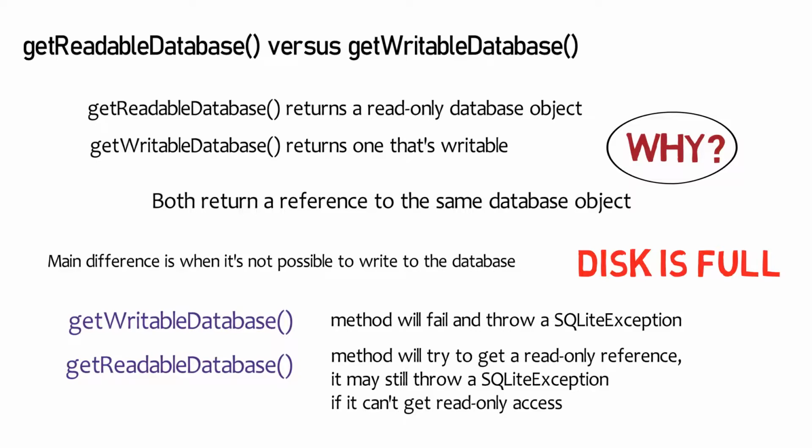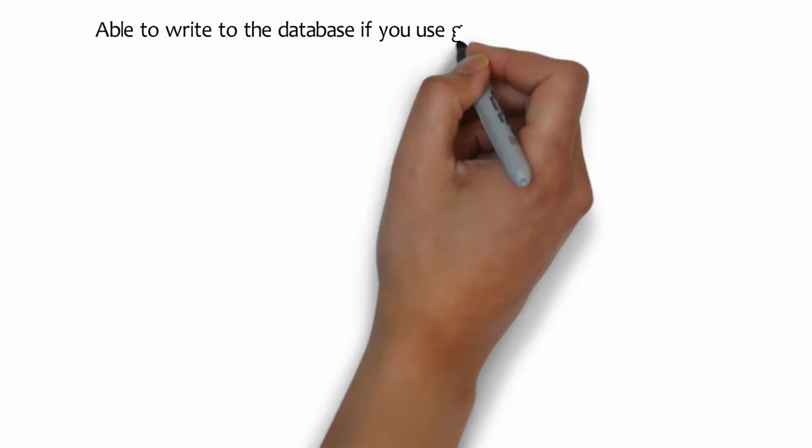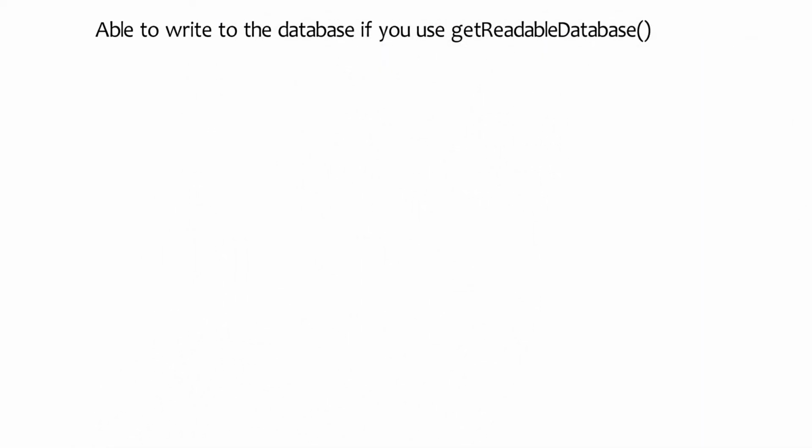If you only need to read data from a database, you are best off using the getReadableDatabase method. If you need to write to the database, use the getWritableDatabase method instead. You will probably be able to write to the database if you use the getReadableDatabase method, but it's not guaranteed.